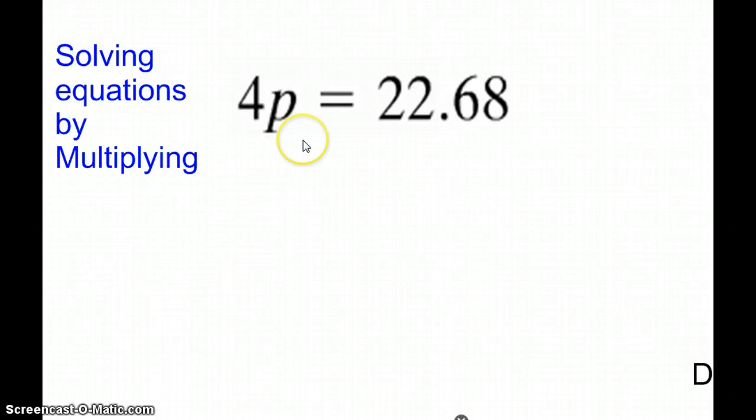All right, this is our first slide. So our first key point of the day is solving equations by multiplying. Okay, solving equations by multiplying. That's your first key point. Once again, if you need to pause it, I kind of have to go through this a little quickly, but pause it and take as much time as you need to write it down.